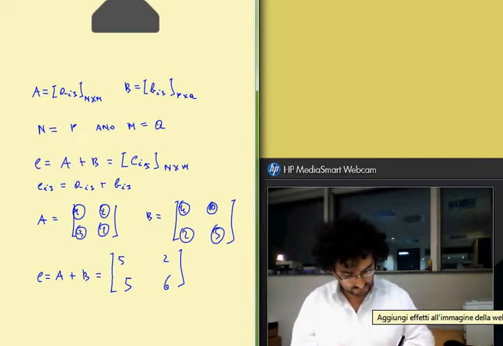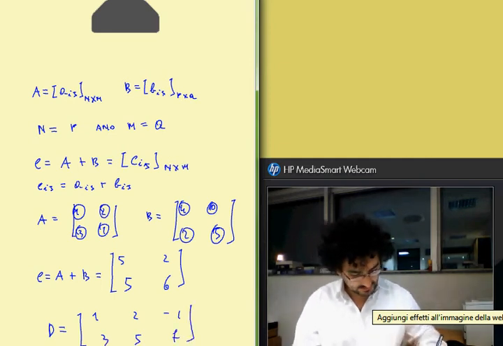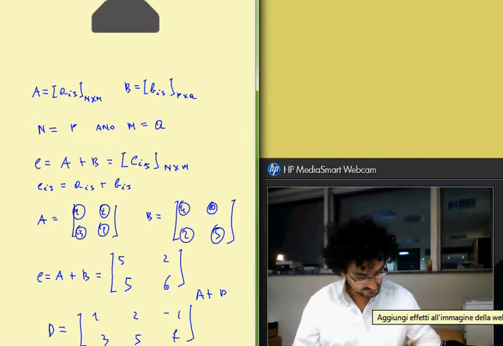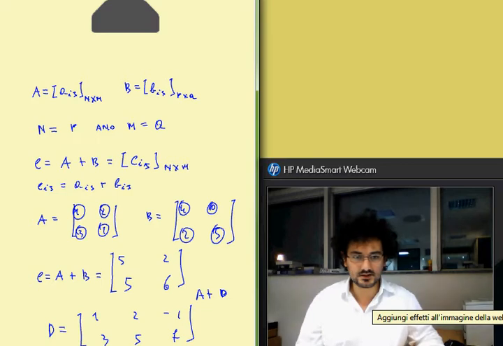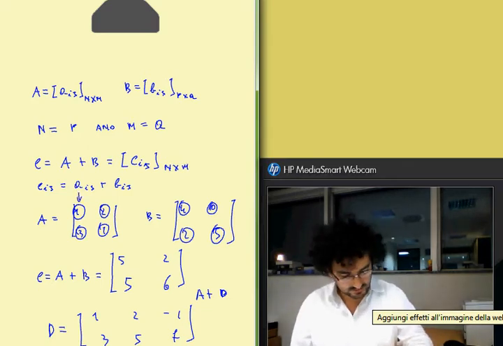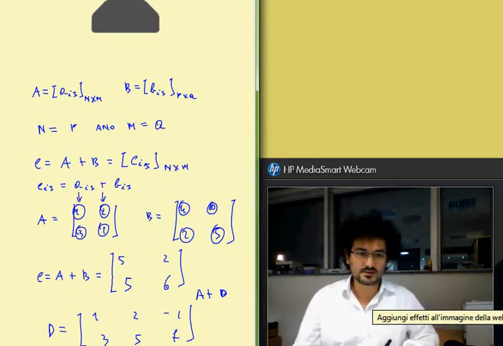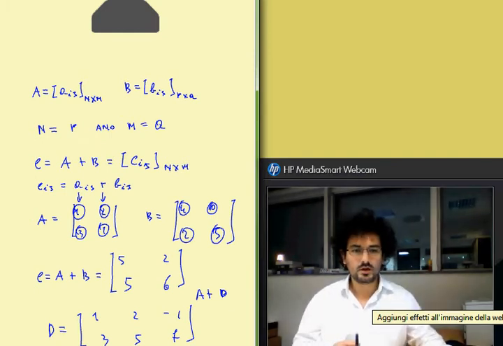It's not possible, if we consider matrix D equal to, I don't know, 1, 2, minus 1, 3, 5, 7, to compute, for instance, A plus D. Why? Because the number of rows of D is 3 and the number of rows of A is 2. So the dimension is not the same between D and A. It's not possible to compute the sum between these two matrices.